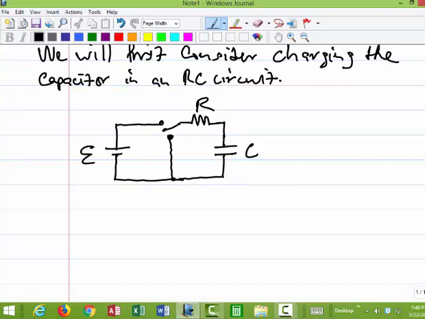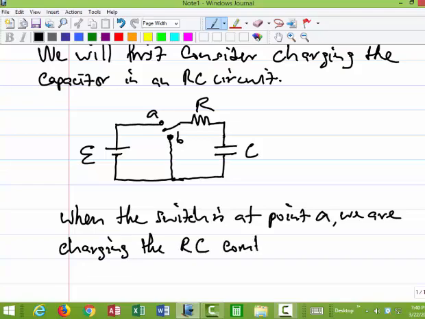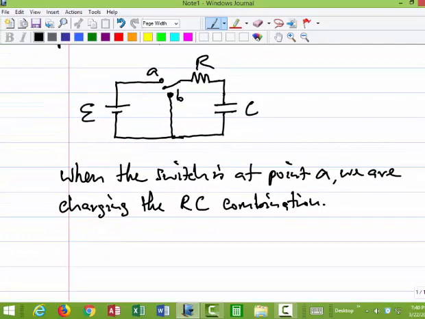So this point here, I'll put this point as A and this point as B. And we'll say that when the switch is at point A, we are charging the RC combination. Okay. And when it's at point B, that means we're going to be discharging. So let's look at charging first. So charging.